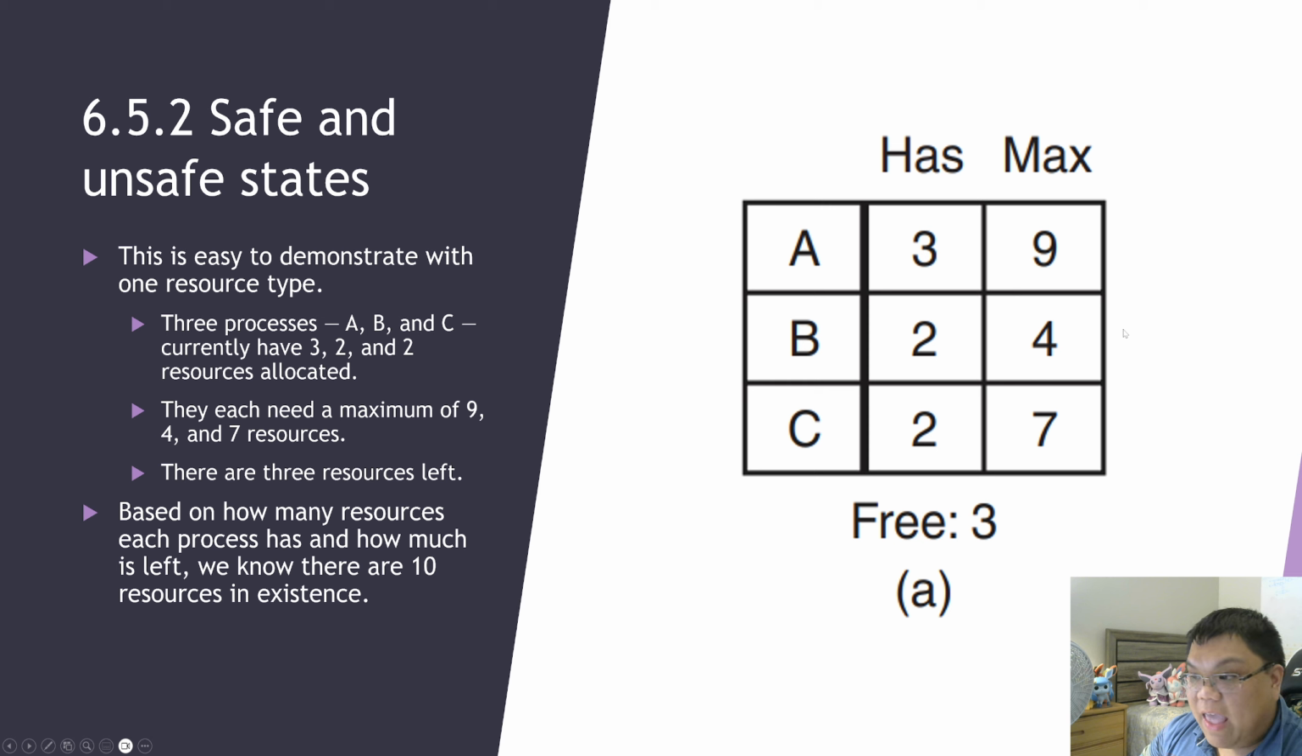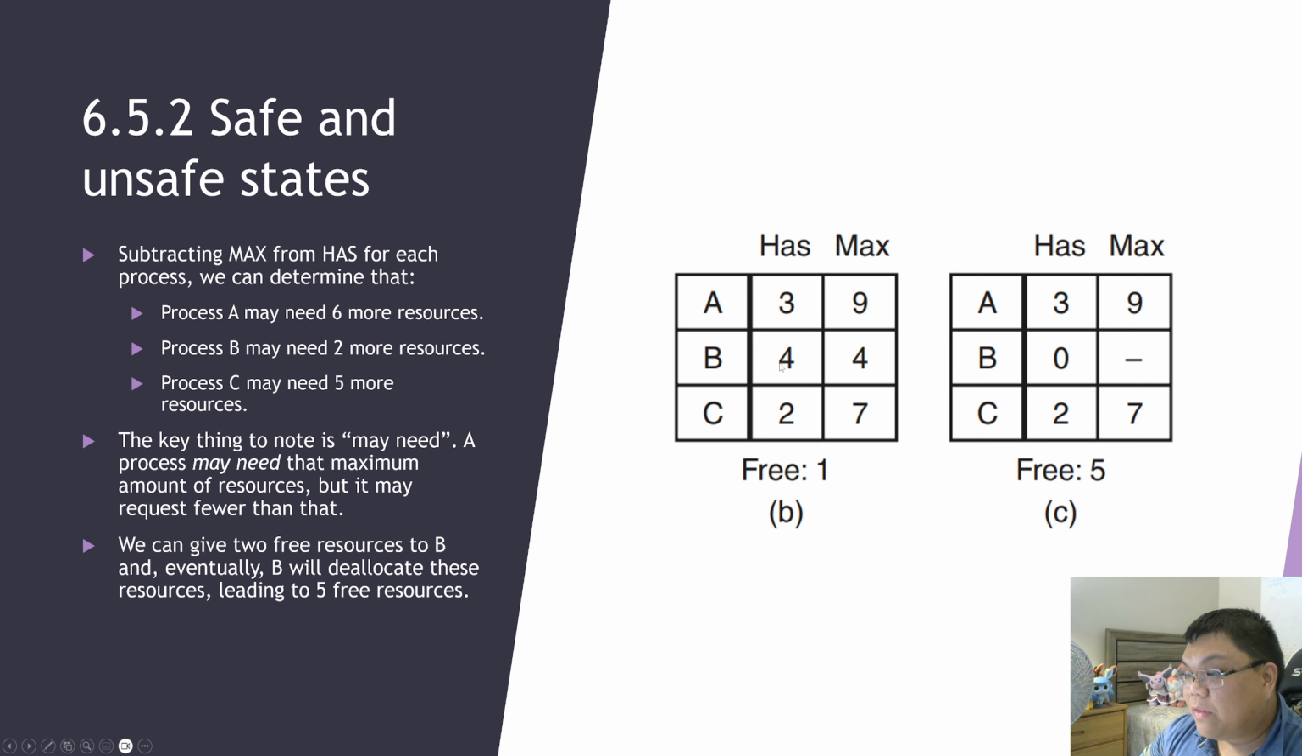Is there a process request that we can fulfill? Process A needs 6 more resources. Process B needs 2 more resources. Process C needs 5 more resources. And we only have 3 resources free. Is there a request that we can fulfill? Yes, there is. It's the request of process B. So we can give process B 2 of our resources, and we only have 1 resource left.